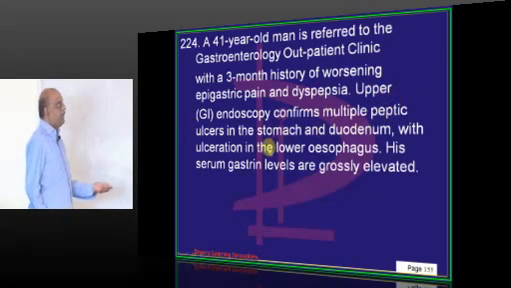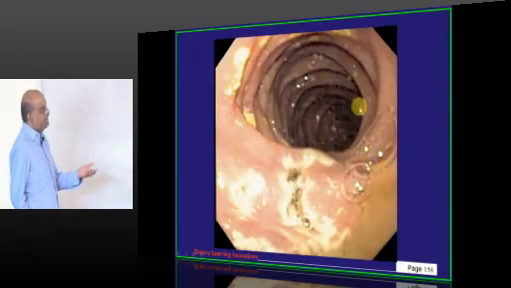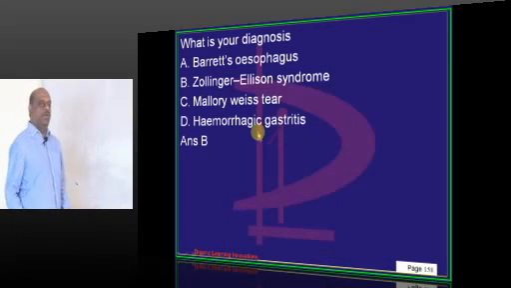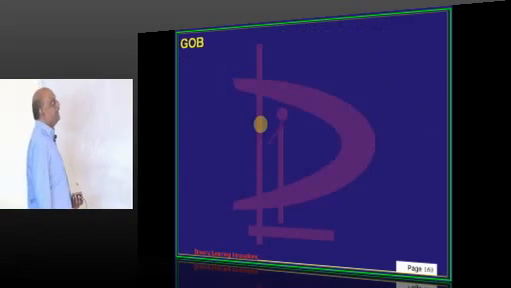A 41-year-old with 3-month history of epigastric pain and dyspepsia. Upper GI endoscopy shows multiple gastric ulcers. So which is very classical of Zollinger-Ellison syndrome; refractory multiple duodenal peptic ulcerations is a classical feature of Zollinger-Ellison syndrome.